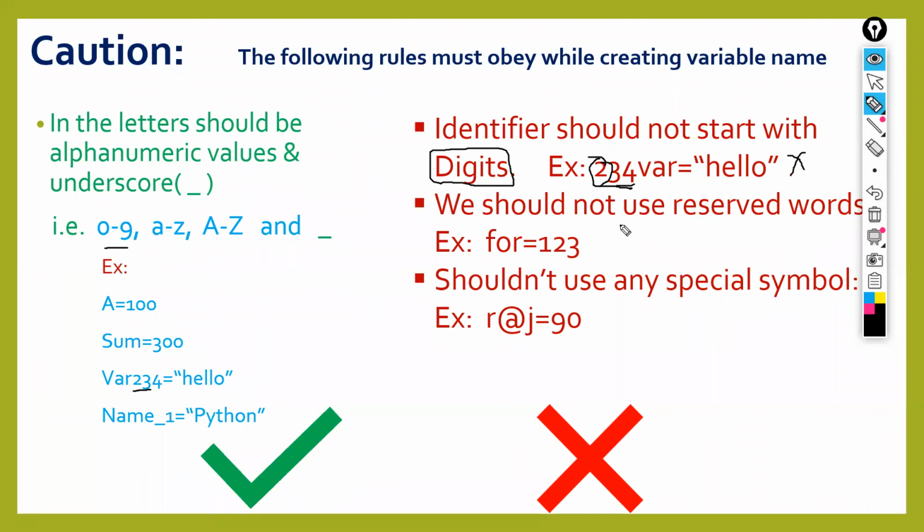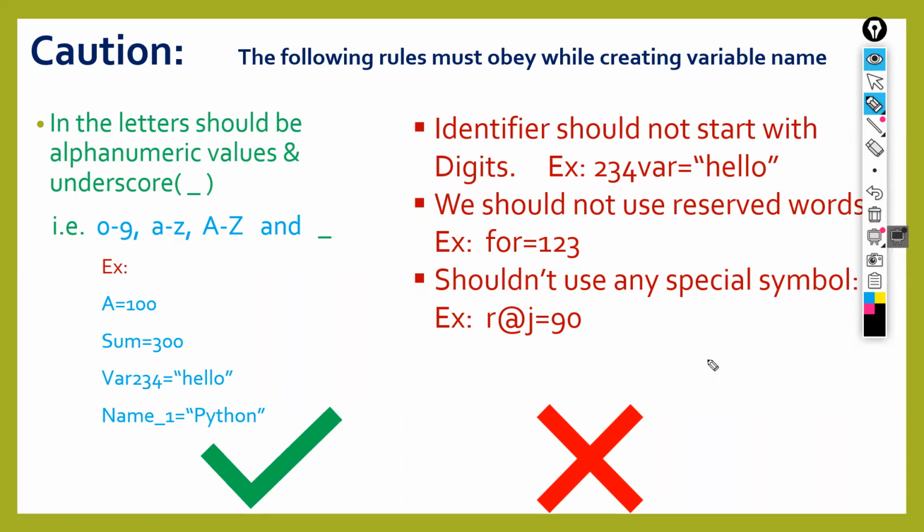And we should not use reserved words as an identifier. For example, take a for loop. For is a keyword, or reserved word, in Python. There are 36 keywords. I'll show you while we are compiling or executing some code. Then you can see that for is a reserved word or keyword. Keywords cannot be used as identifiers.